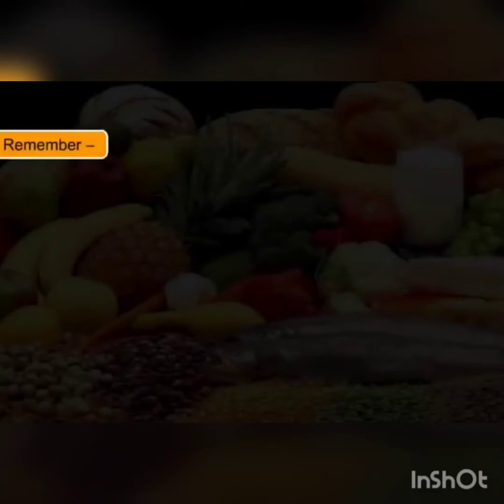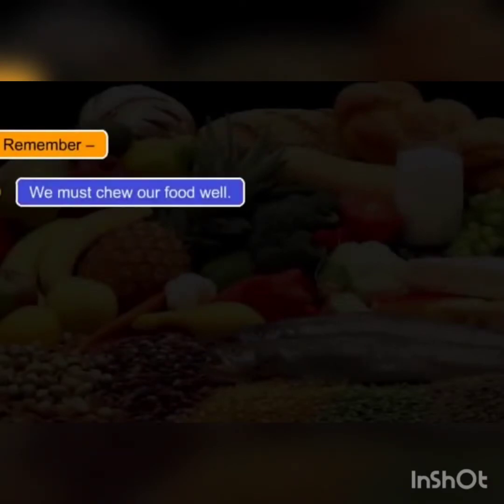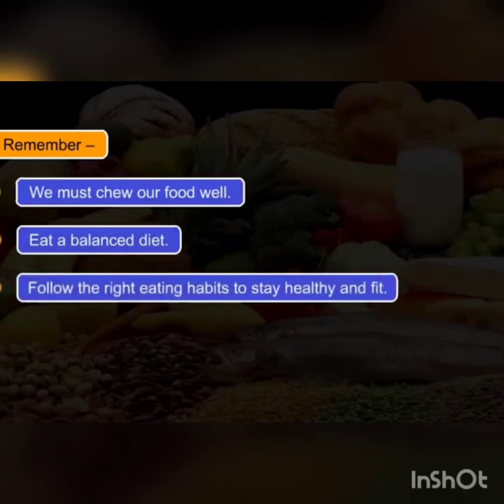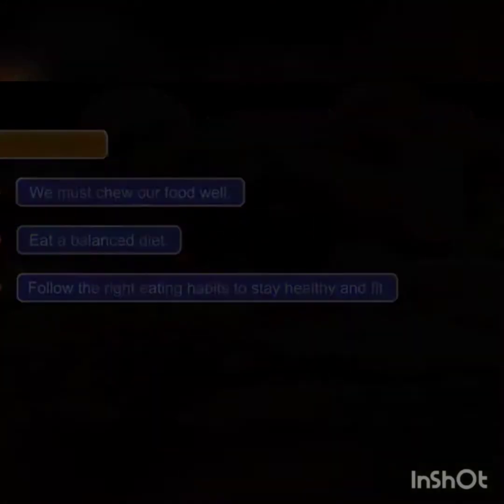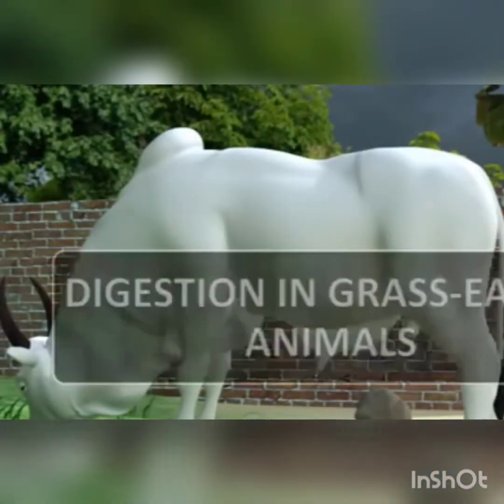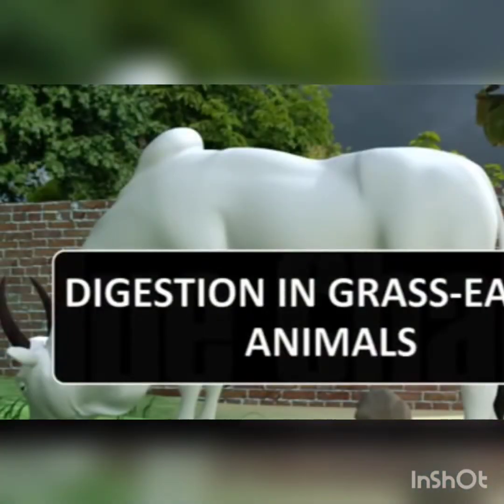All of you remember, in the process of digestion, when we eat food, you must chew your food well, eat a balanced diet and follow the right eating habits to stay healthy and fit. Now we finished the process of digestion in human beings. Next we are going to discuss digestion in grass-eating animals.